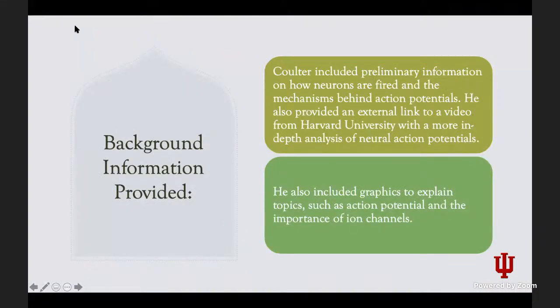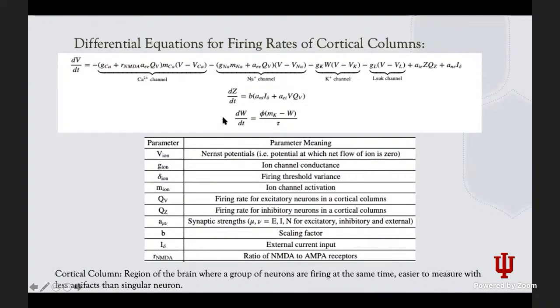And then, so he did provide preliminary information on how neurons fired and the action potentials. And he also provided an external link to a video from Harvard University with a more in-depth analysis of the action potentials, if you wanted to go into more of the electrical pulse, signal impulse kind of study. And he included a lot of graphics to explain the ion potentials as well, the potassium pumps. And then I included the differential equations and the parameters because I thought that was a really nice touch.